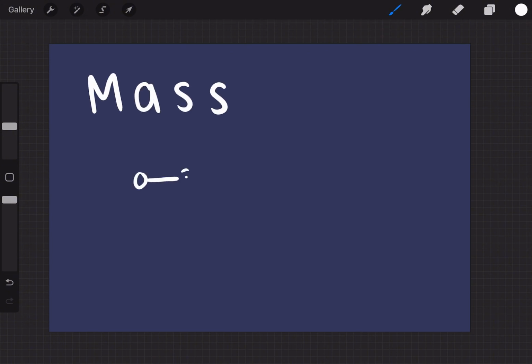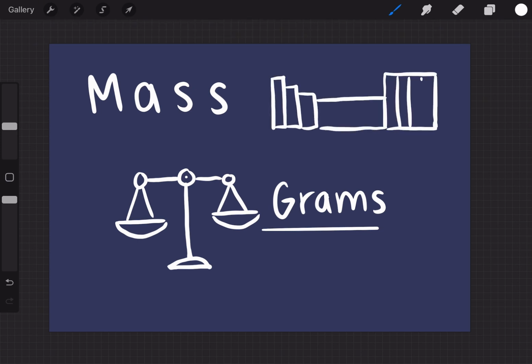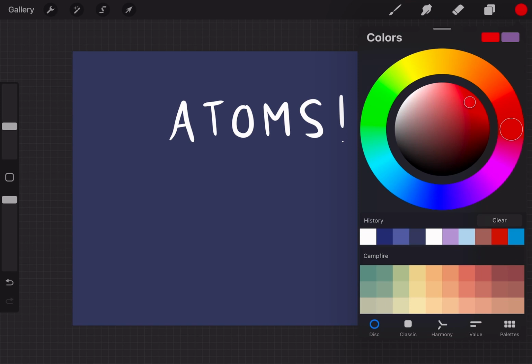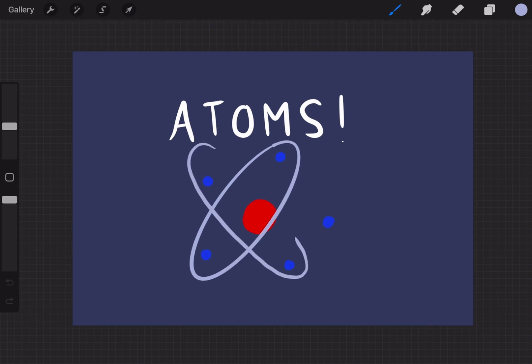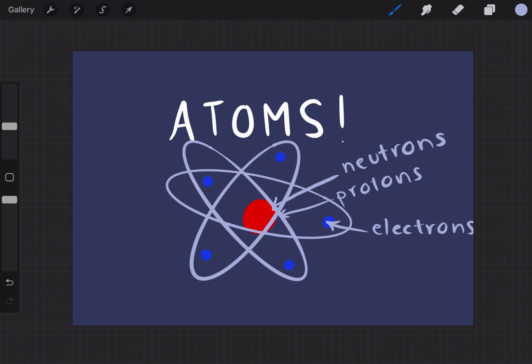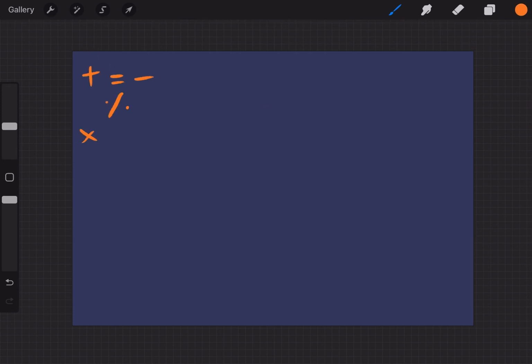Mass. Mass in chemistry refers to the amount of matter in a substance. It is usually measured in grams. Each element has a specific atomic mass found on the periodic table, representing the mass of one mole of its atoms. Atoms. They are the basic units of matter and the defining structure of elements. They consist of a nucleus that's made out of protons and neutrons, with electrons orbiting around. In a mole of any element, there are 6.022 times 10 to the 23rd. Remember this number. It's very important. Remember it's Avogadro's number.